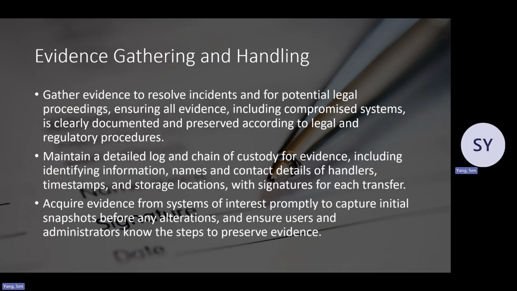The challenges we usually face during evidence collection are that we need to acquire evidence from systems of interest promptly to capture initial snapshots before any alterations, and ensure users and administrators know the steps to preserve evidence.